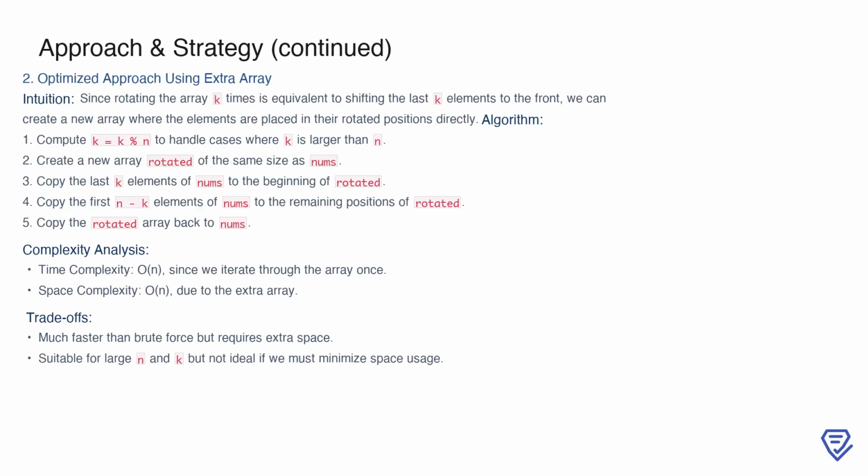Now, let's move to an optimized approach that uses an extra array. Here, the key realization is that rotating the array k times is equivalent to repositioning the last k elements at the beginning.